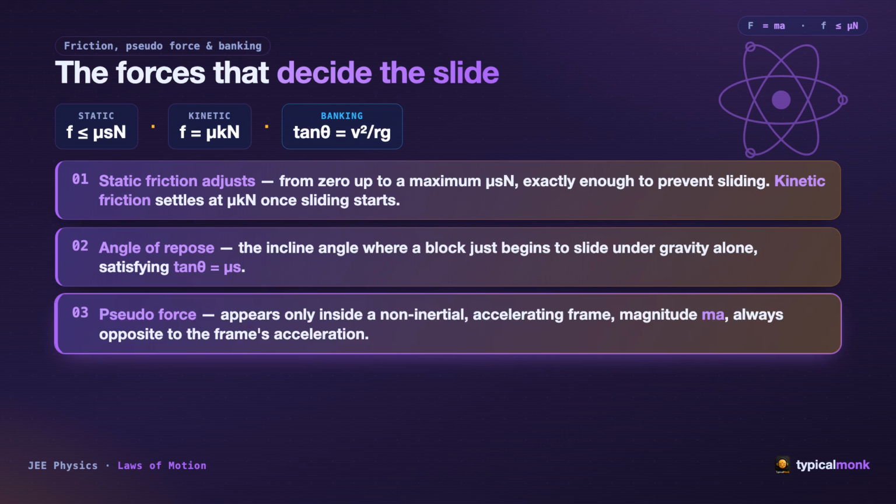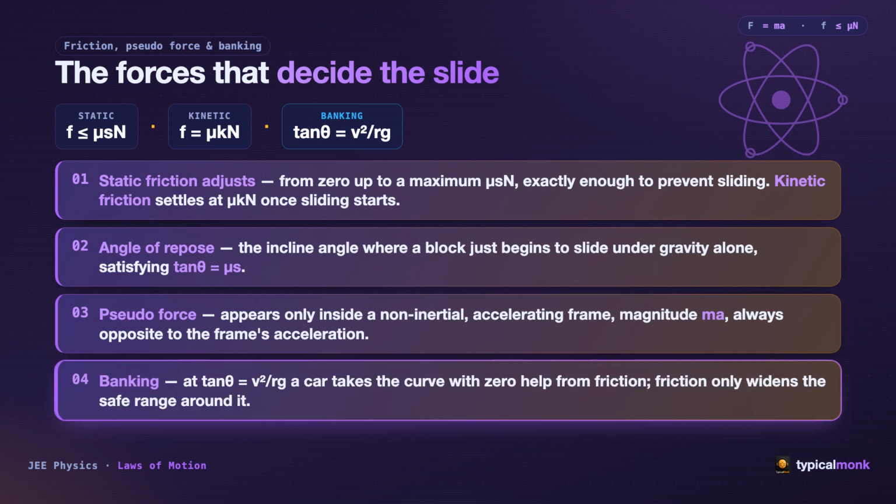Pseudo force appears only inside a non-inertial, accelerating frame. Its magnitude is mass times the frame's acceleration, and it always points opposite to that acceleration. Banking a road lets a car take a curve at its design speed with 0 help from friction when tan theta equals v squared over rg. Friction only widens the safe range above and below that speed. Lisa once tried to add a pseudo force while standing on the ground, watching a lift accelerate past her. But the pseudo force belongs inside the lift's frame, not hers.